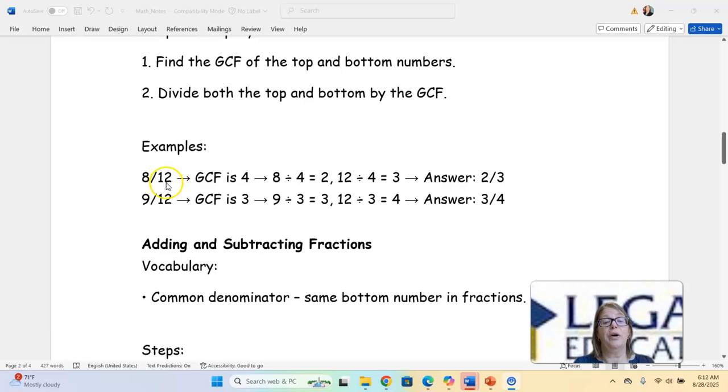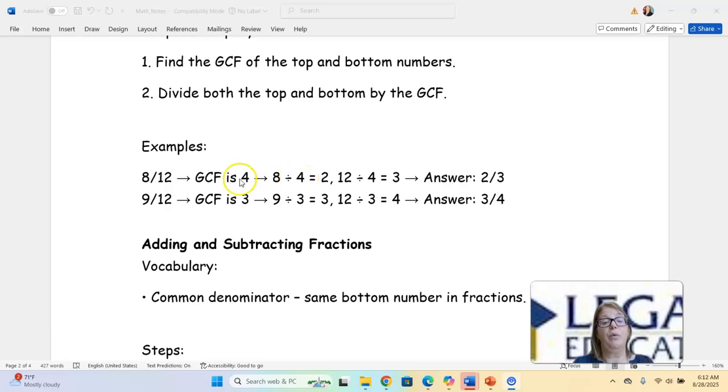So if we look at 8/12, the biggest number that will go into both 8 and 12, and you could do this by just testing it. You might know some right off the top of your head. You could use a calculator. There might be some trial and error, but when we do the math in our head or a calculator, we come up with the GCF being 4. That means 4 is the biggest number that will go into 8 and will go into 12.